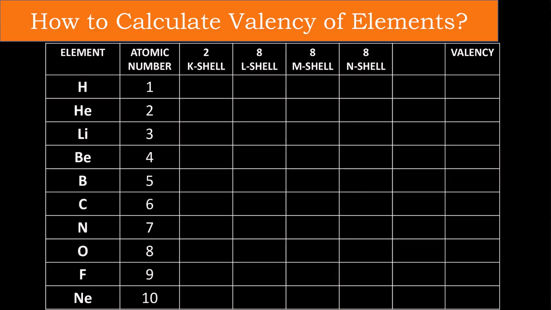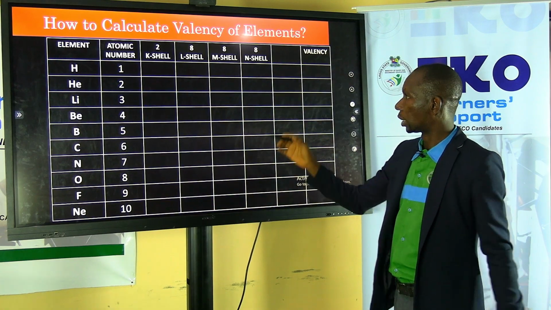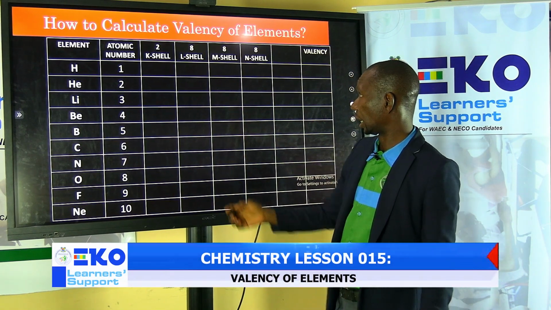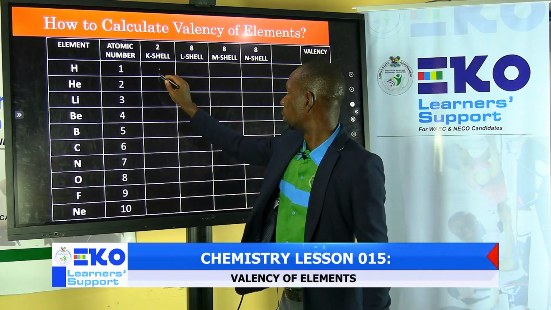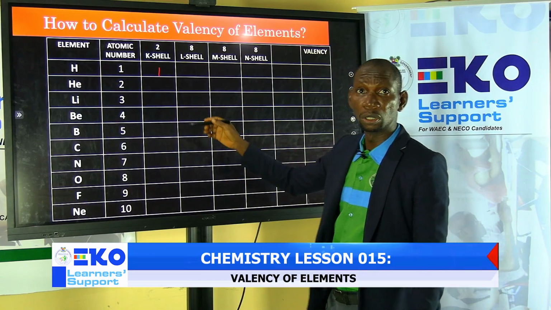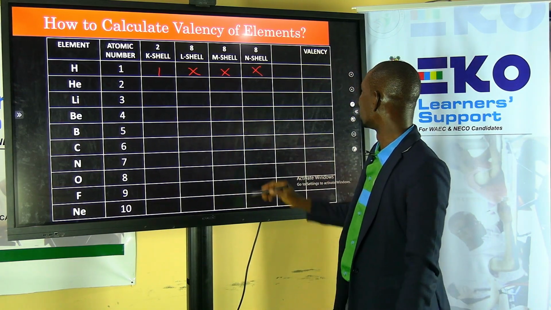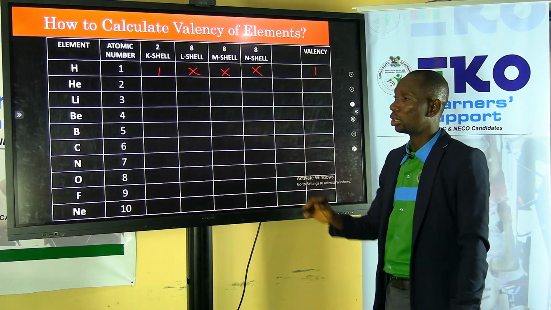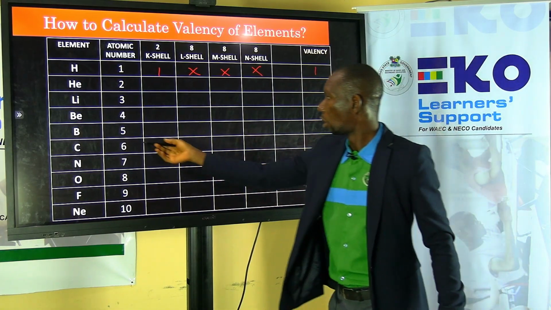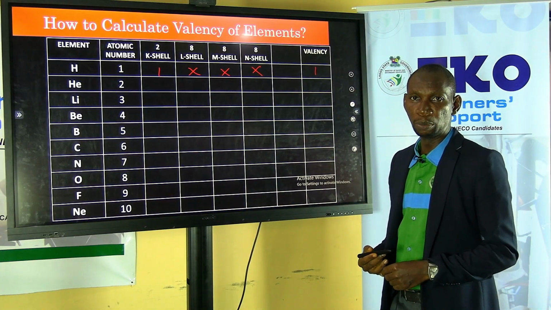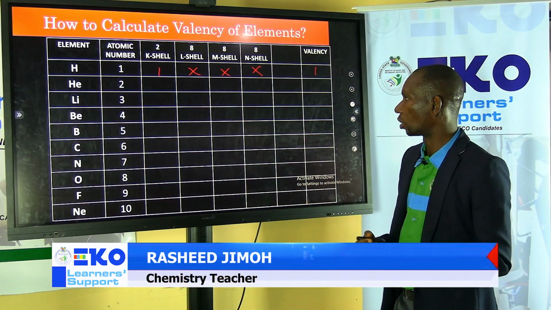So very quickly now, we want to learn how to calculate valency of elements, and we're using this table. So let's go. That's hydrogen, the atomic number 1. So the K shell is going to contain how many electrons? 1. What electron would the L contain? None. The M, none. This, none. And so its valency is going to be 1. I'm just going to do up to boron, and I will trust you to be able to complete this table and leave your comment in the comment section.